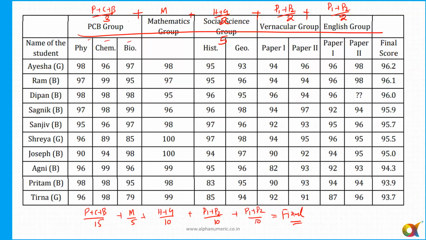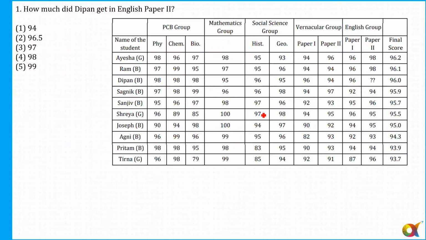Okay. Now let's move to the first question here. It is also given that Deepen's score has been intentionally removed in one of the papers, that is paper 2. So in paper 2 in the English group, the score of Deepen has been intentionally removed. The question is, how much did Deepen get in the English paper? Now we know that the final score is 96 here.